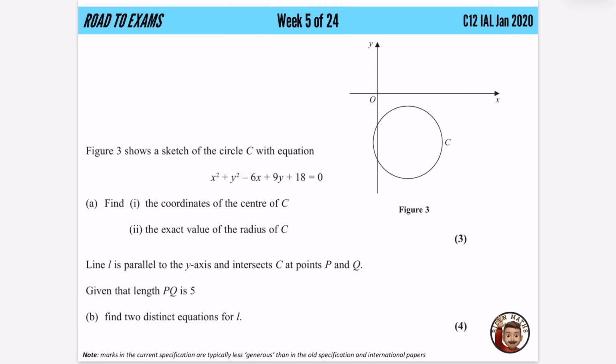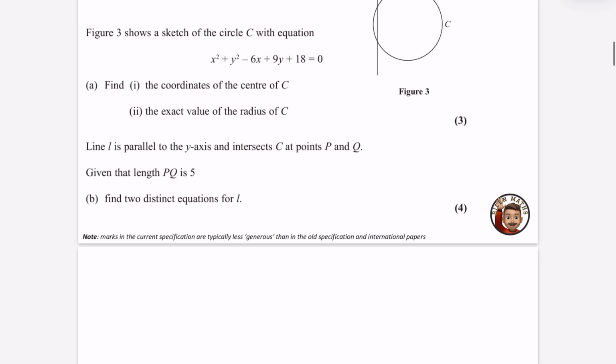So it's a circles question, right? And it says figure 3 shows a sketch of the circle with this equation here. Find the coordinates of the center of the circle and the exact value of the radius. Well, you know what we've got to do with this. We simply need to complete the square twice on this expression.